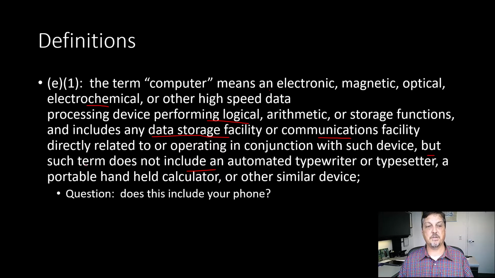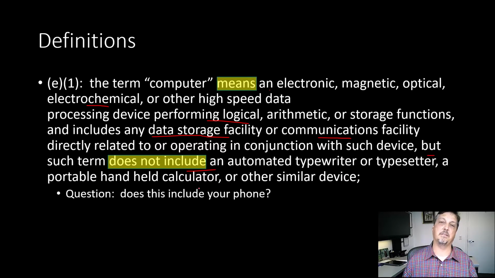Now, as you look at this, you see there is this exclusion of the automated typewriter, typesetter, or portable handheld calculator. Well, isn't this a portable handheld calculator? And if so, why isn't this actually excluded? And for that, you'd really have to dig into what did they mean by a portable handheld calculator when they created this definition. They weren't thinking of cell phones because they didn't really exist. They were actually most likely thinking of the old calculator you'd keep in your pocket for math class. So the definitions, even though they're specific, can be kind of flexible, and you have to pay attention to what they're saying.